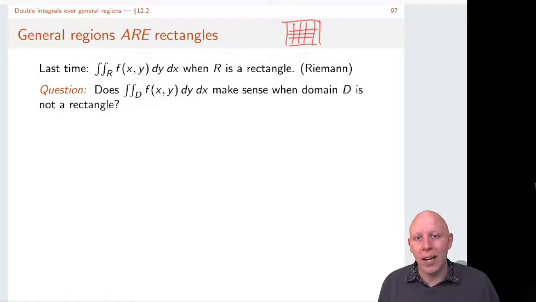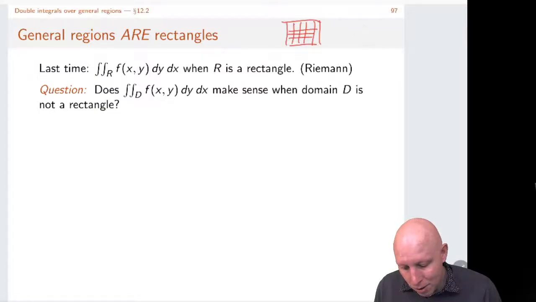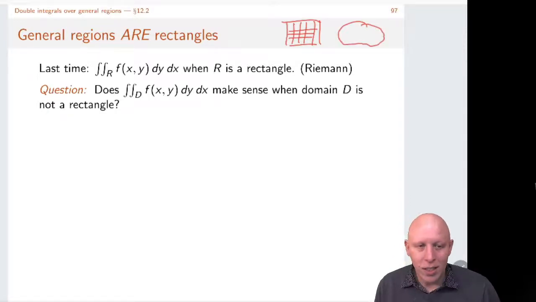Hi there, welcome back. Last time we were talking about doing double integration over regions that were rectangles. And now we'd like to talk about what happens if we have a region that is not a rectangle. Some sort of region that's bounded by functions, or a region that is circular, or some other shape. Does it make sense to take a double integral over that region?